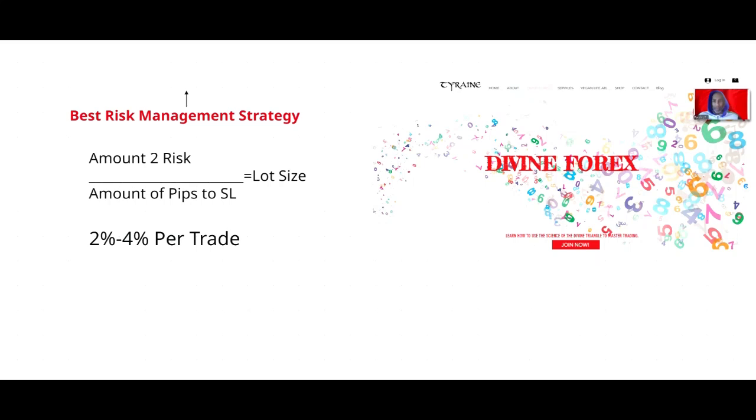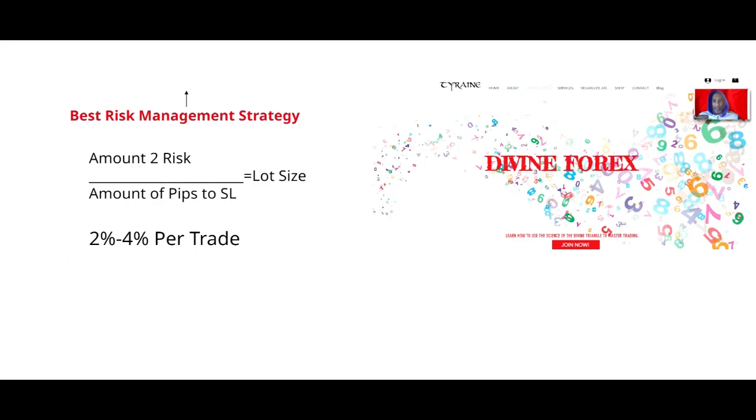If you hit a losing streak, I do recommend going down to 2%, but I would do 2% minimum, 4% max. Stay between 2 to 4%. And it's pretty easy to calculate. You basically want to take the amount you want to risk and divide it by the amount of pips to your stop loss. So we'll get a calculator out, and I want to show you really quick how you would calculate your risk size.